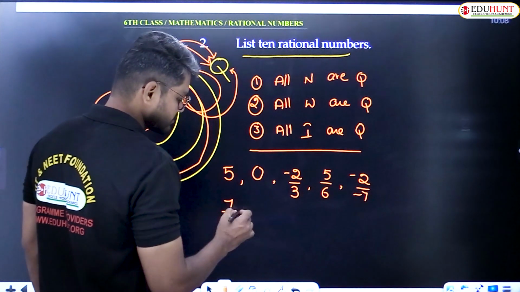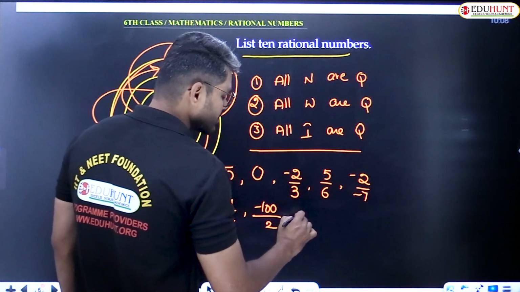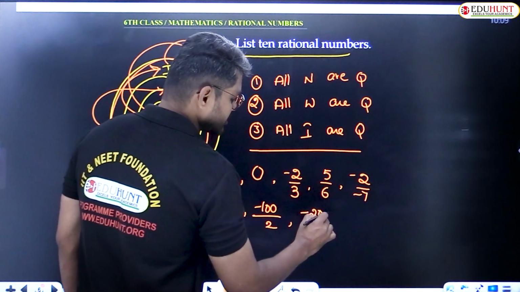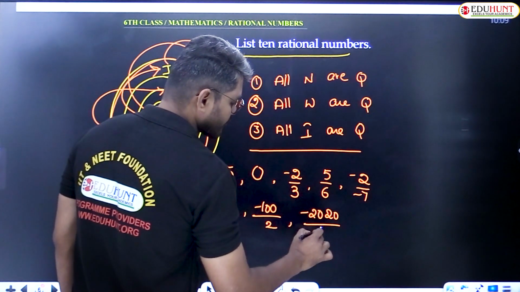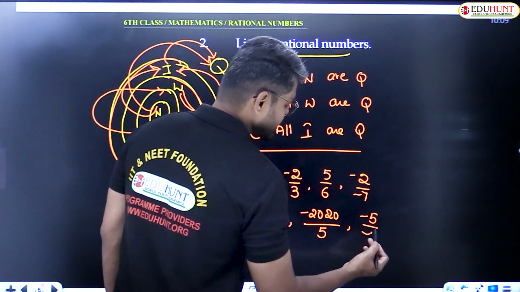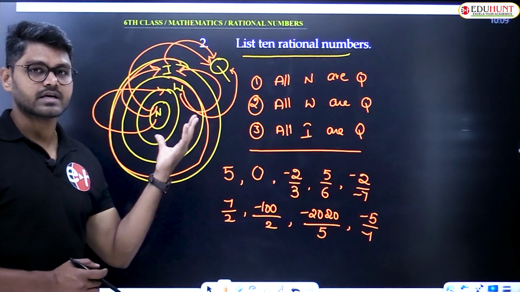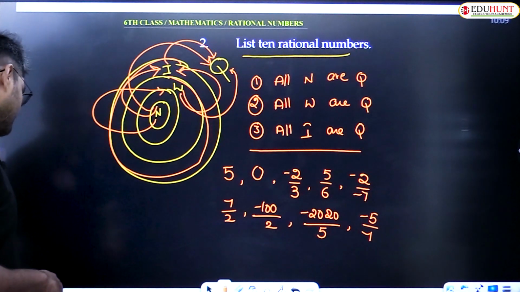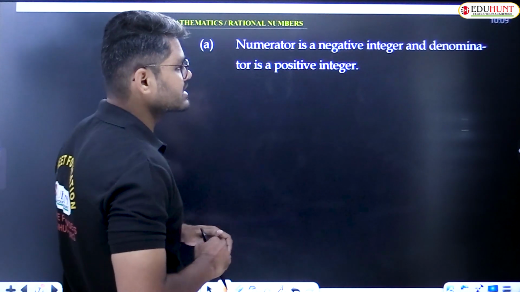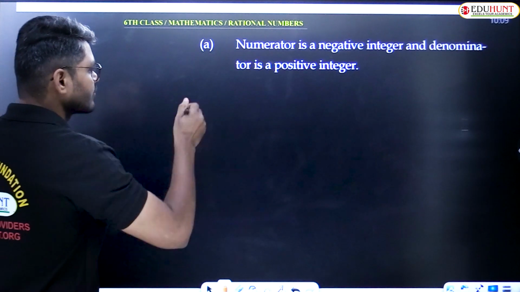7 by 2, minus 100 by 2, minus 20 by 5, minus 5 by minus 1. All these are rational numbers. You can write any number from these numbers. Let's see: numerator is a negative integer and denominator is a positive integer. First, try one example.